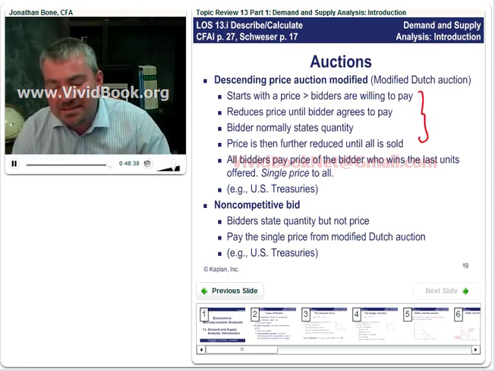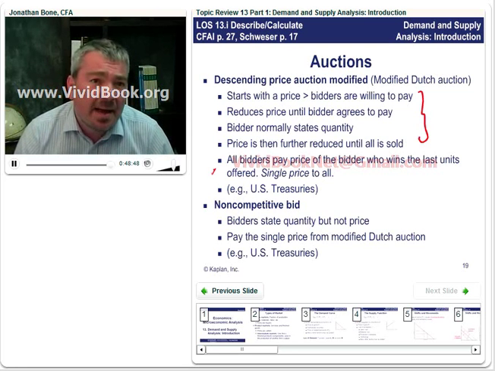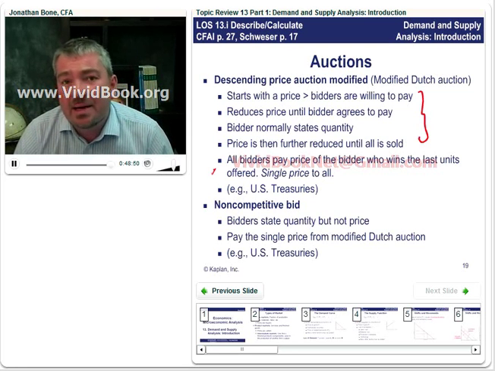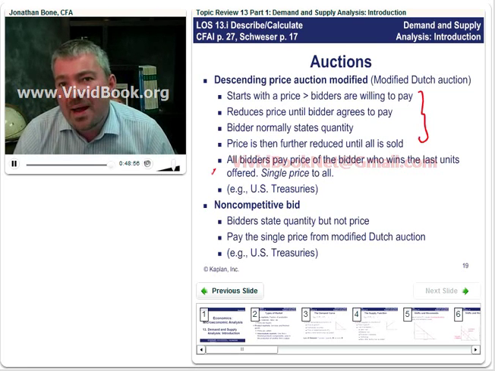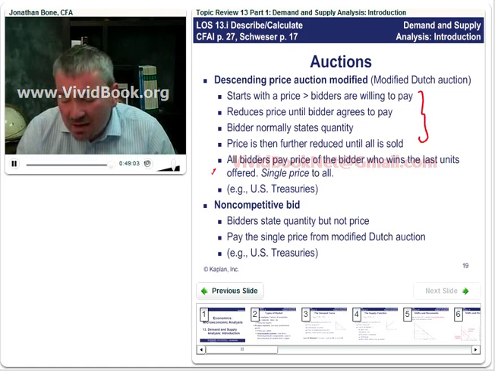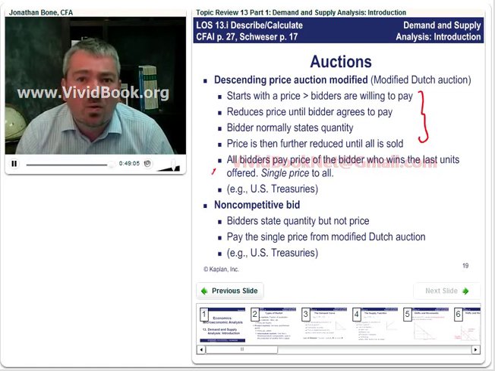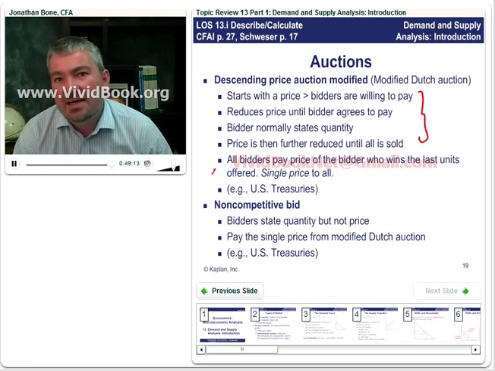But here is the difference. So this is where you need to focus on for your modified Dutch auction. With our normal Dutch auction, each bidder paid the price that they'd actually bid. So in other words, each bidder is paying their own unique price. Here, we all pay a single price. Everybody pays the same price. And what is that price that we pay? It's the price of the last bid that's made that means all quantity is essentially sold. Okay, so in other words, we all pay the lowest price that cleared the quantity sold. And it's a single price to all.